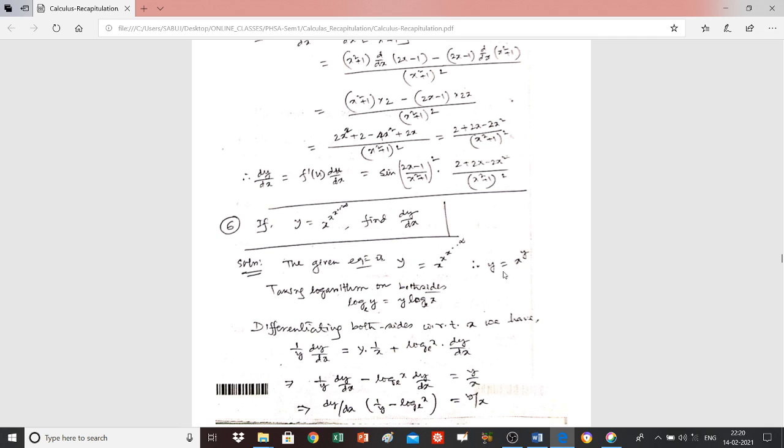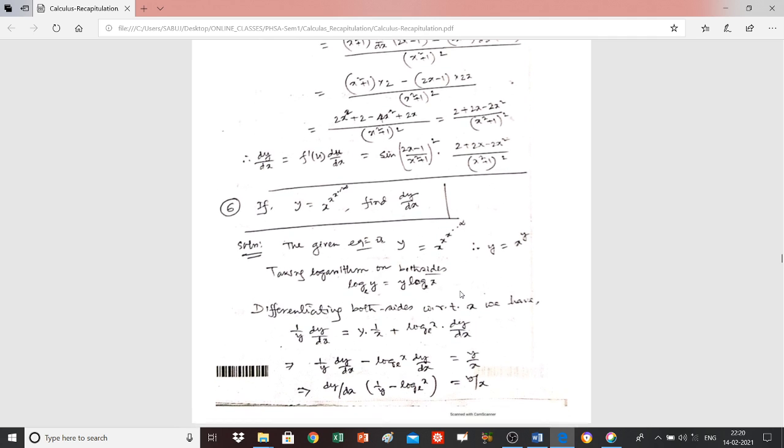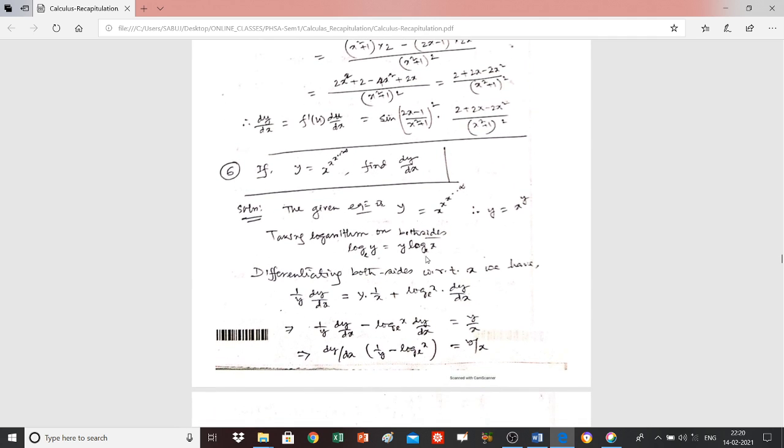So you can write from here that y is equal to x to the power y. Now taking the natural logarithm, that is, the logarithm with base e, on both sides, that will give you log y is equal to log x to the power y, that is y log x. Now differentiating both sides with respect to x, first this will give you 1 by y dy by dx, and then from here, y is constant, so log x will give 1 by x. After that, log x is constant, and then we get dy by dx.